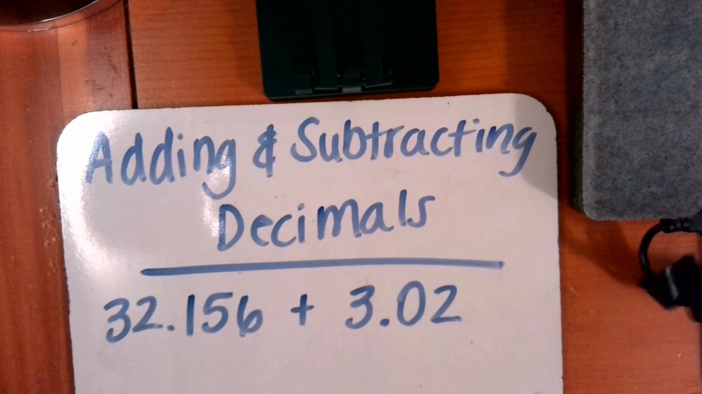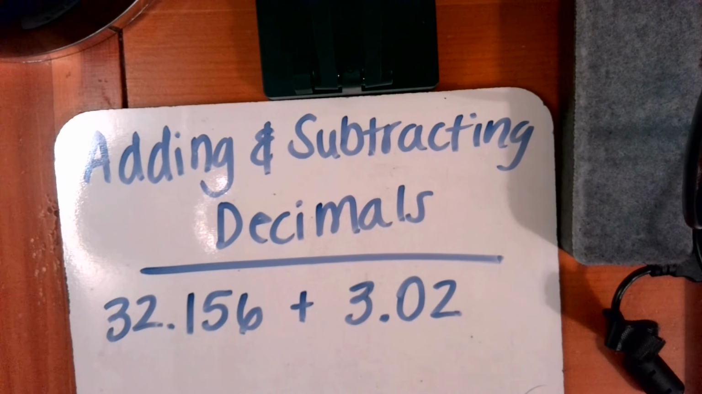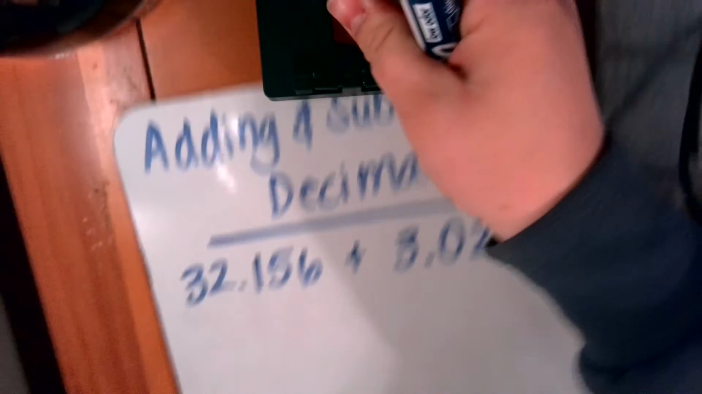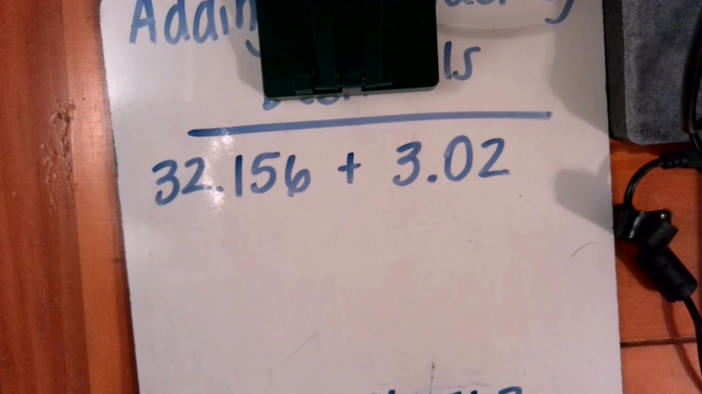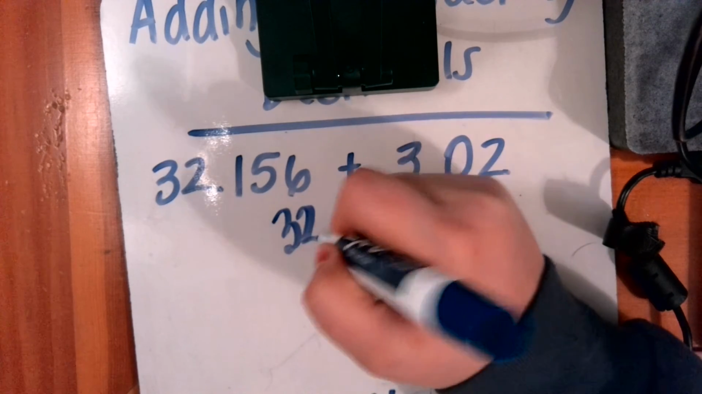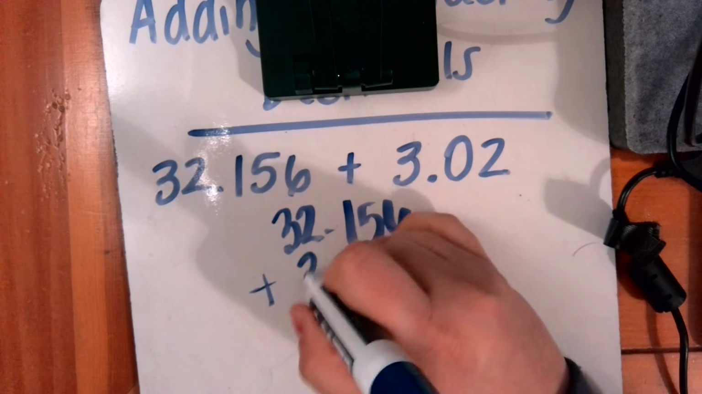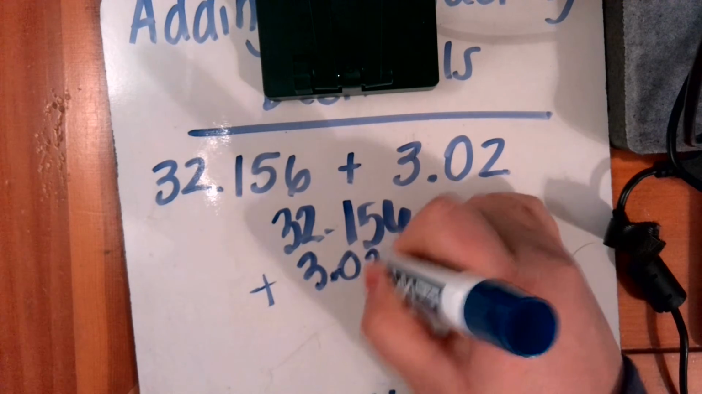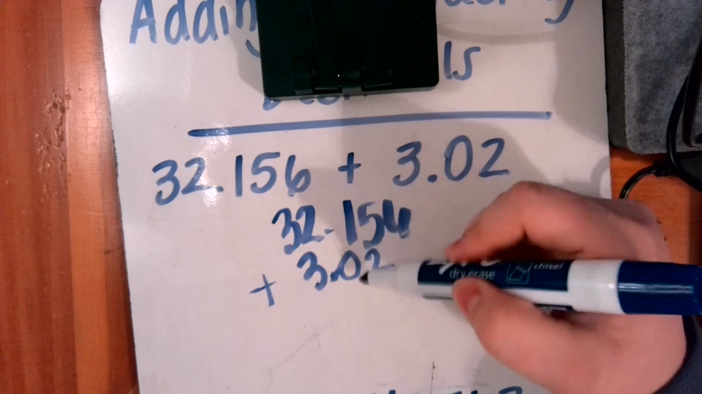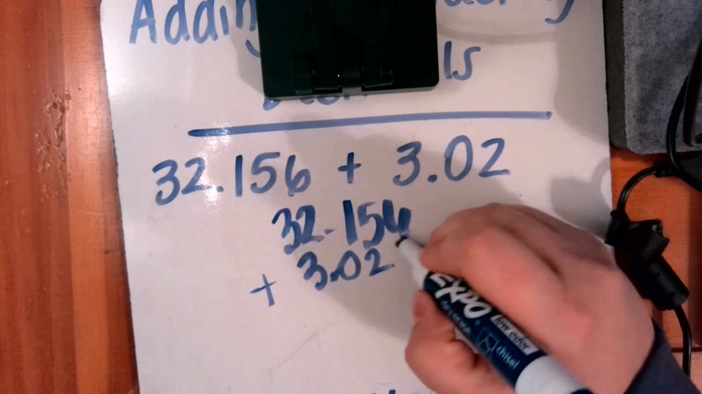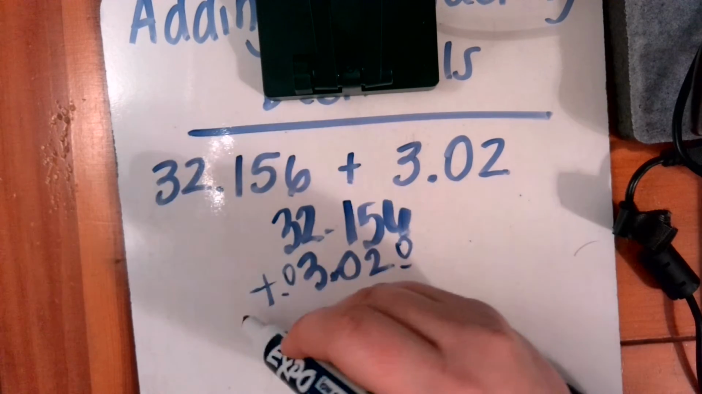So first we're going to start with 32 and 156 thousandths, or 32.156, plus 0.02. If you remember, the first thing you want to do when you add or subtract decimals is line them up on the decimal, or by place value. So I'm going to go ahead and do that. You'll see I'm lining up my decimal. My ones place is over my ones place, my tenths, my hundredths. And if you want to, you can add placeholders to help you add.